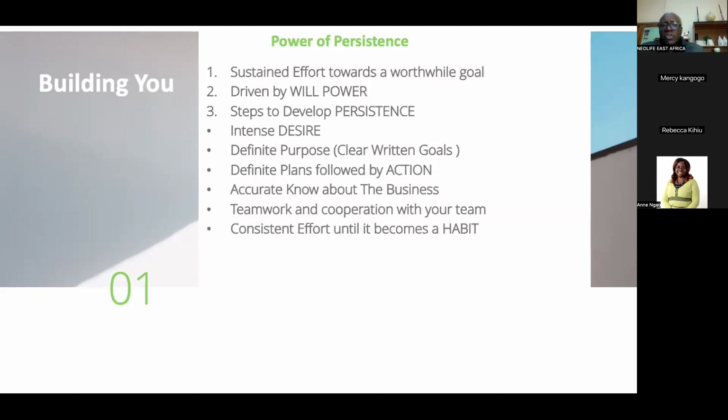So, what are the things you need to do to develop persistence? One, have an intense desire. Number two, definite purpose with clear goals. Number three, definite plans followed by action. Number four, have accurate knowledge about our business. Number five, teamwork. Always remember, this is a team business. You can't do it on your own. Okay? Teamwork and cooperation with your team. And number six, consistent effort every day until it becomes a habit. If you do those few things, you develop the power of persistence. And if you develop the power of persistence, success is going to be yours.